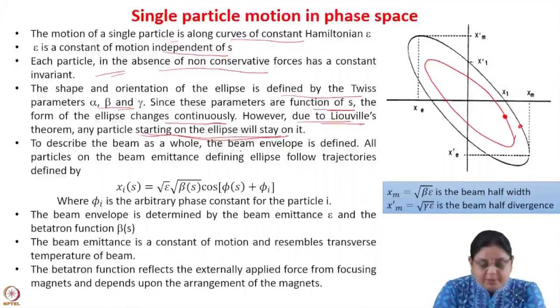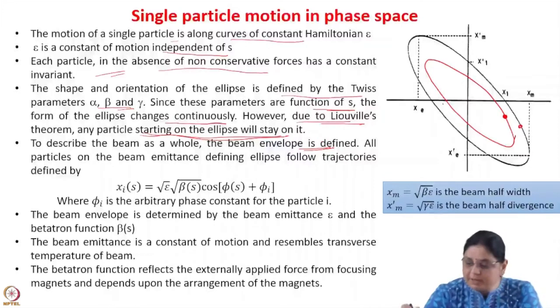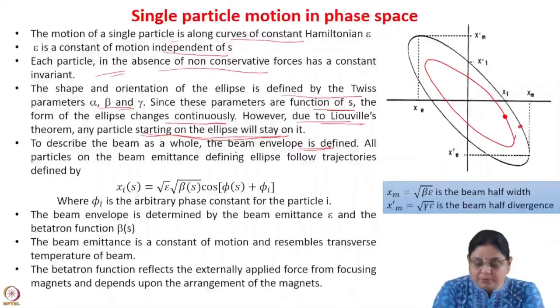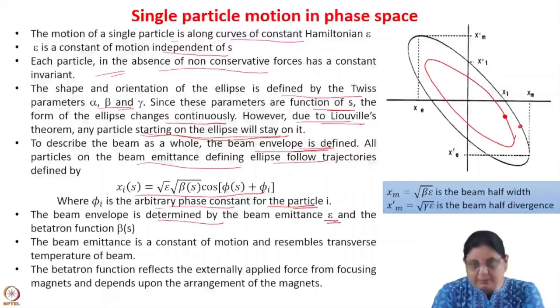To describe the beam as a whole, the beam envelope is defined. So there are many particles, each of them has an ellipse. If you want to define the beam as a whole, you have to define a beam envelope. All particles on the beam emittance defining ellipse follow trajectories defined by this expression, where phi i is the arbitrary phase constant for particle i. The beam envelope is determined by the beam emittance epsilon. So beam emittance is the area of the outermost ellipse divided by pi.